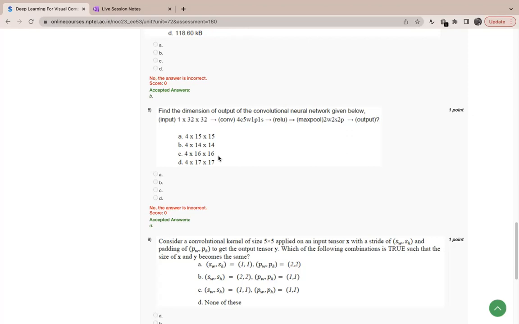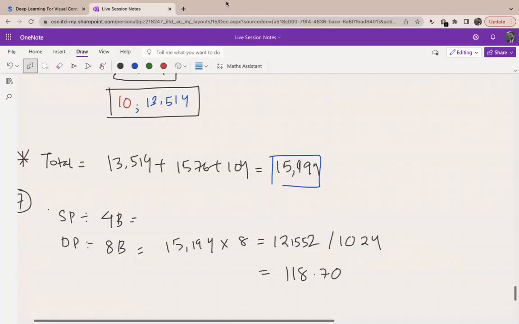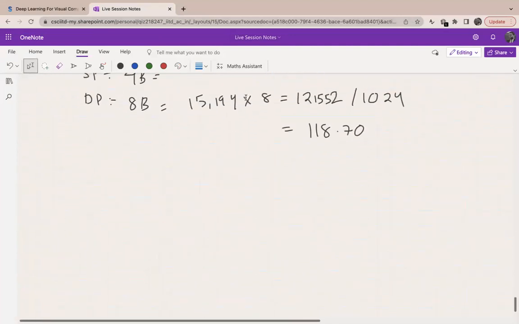So question number 8: find the dimension of output of the convolutional neural network given below. So let me write, the input dimension is 1 cross 32 cross 32. I'm audible, I guess. Yeah. Question number 8. Input dimension is 1 cross 32 cross 32.